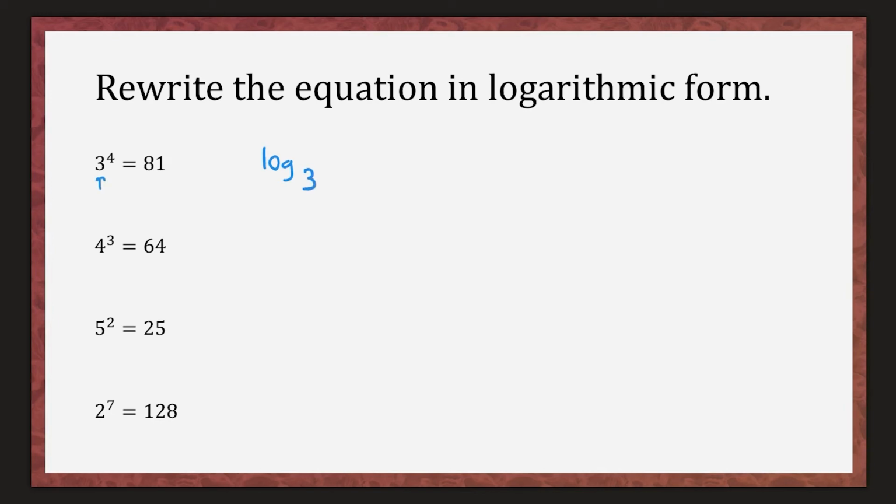It's the base number of my exponent as well. And then the whole point of the logarithm is to isolate the exponent. So we want that on the other side of the equal sign. So where does the result go? Right here. Log base 3 of 81 equals 4. Our exponent is isolated, and every other number is accounted for.